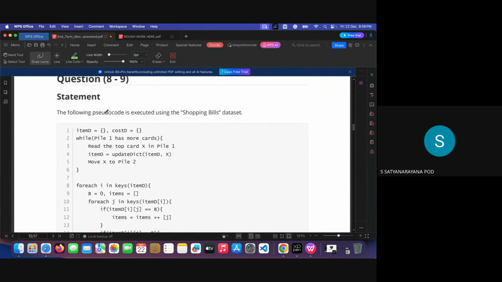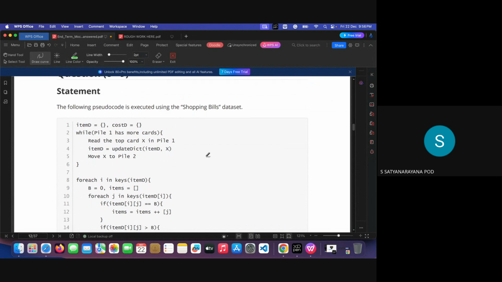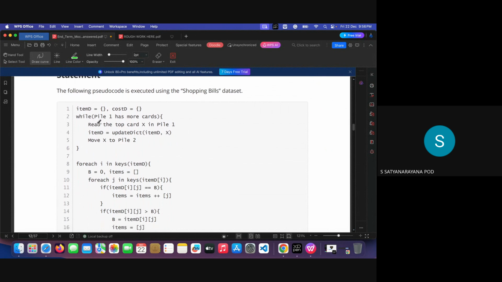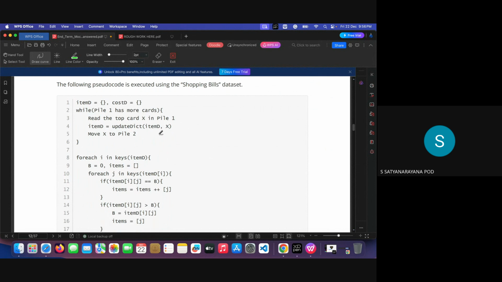This statement is used for questions 8 and 9. Look at the following pseudocode of the shopping bills dataset. Item D is a dictionary, cost D is a this. Top card is extracted. Updated dictionary is taking a parameter, item D, as a parameter.